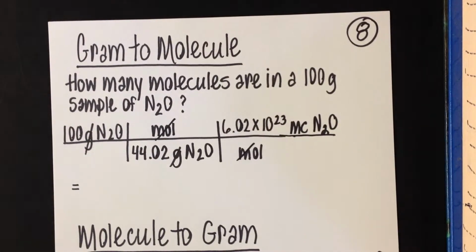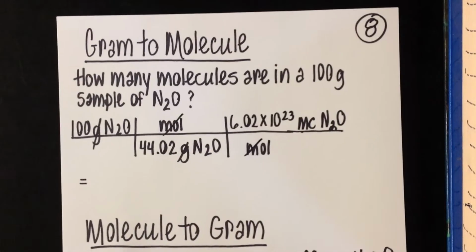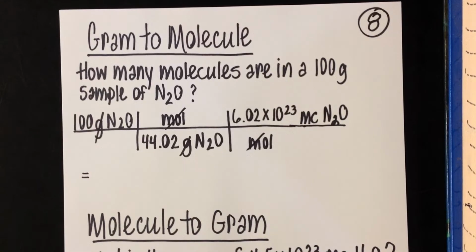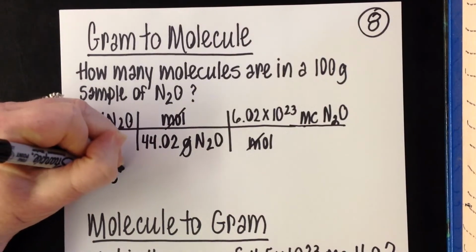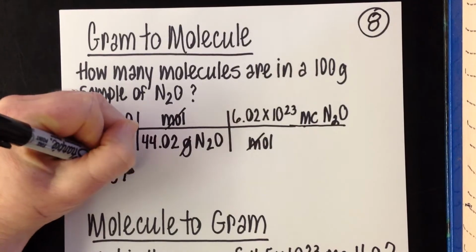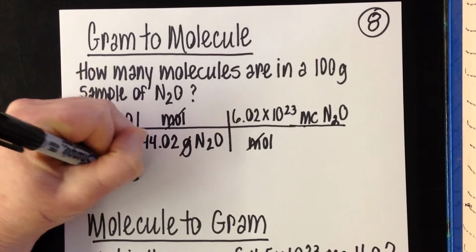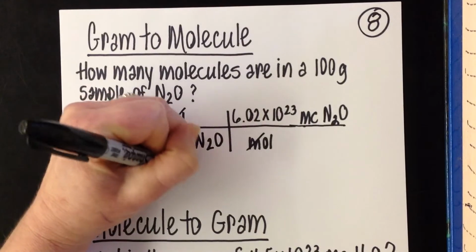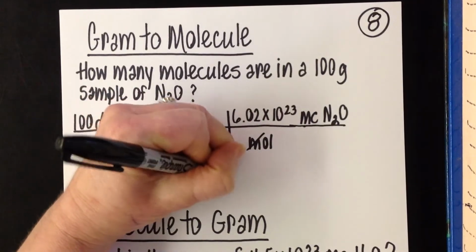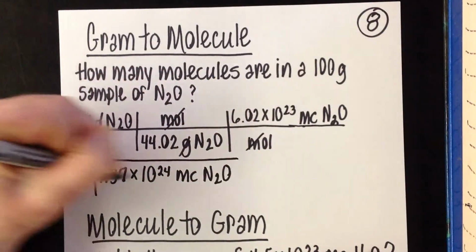So the first thing you're going to do is multiply 100 by 6.02 times 10 to the 23rd. You're going to hit equals, and then you're going to divide by 44.02, and that is going to give you 1.37. Oops, sorry, no, wrong one. That is going to give 1.37, my bad, times 10 to the 24th. Like I said, we're not fancy here. Molecules of N2O.